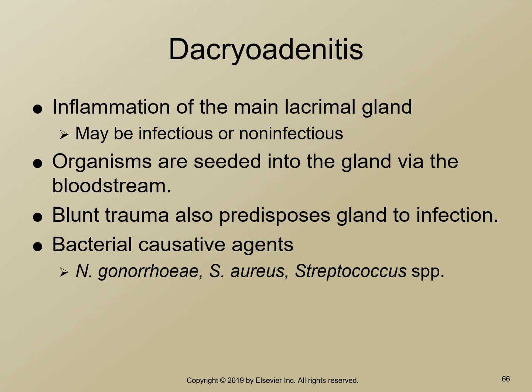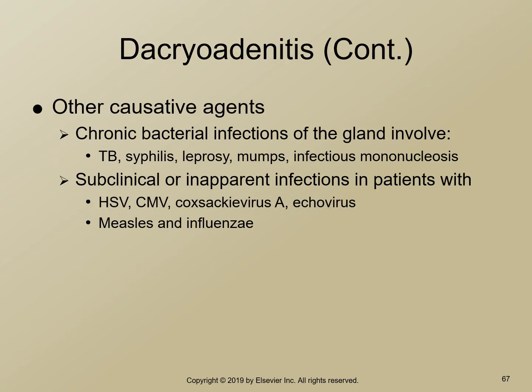Dacryoadenitis is inflammation of the main lacrimal gland that may be infectious or non-infectious. Organisms are seeded into the gland through the bloodstream. Blunt trauma also predisposes the gland to infection. Bacterial isolates typically include Neisseria gonorrhoeae, Staph aureus, and Streptococcus species. Chronic bacterial infections of the gland involve tuberculosis, syphilis, or leprosy.